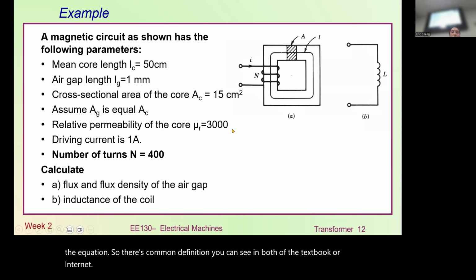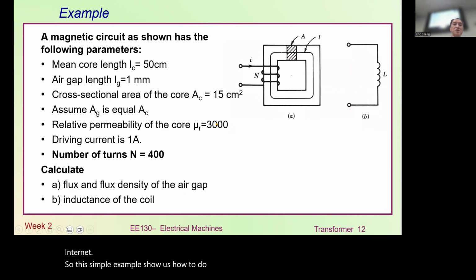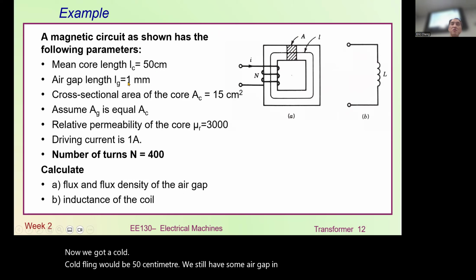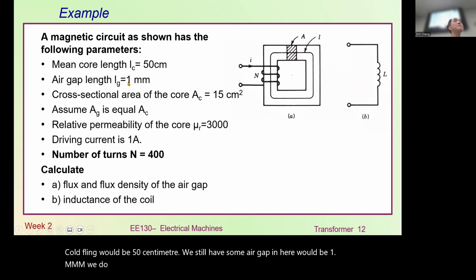So this simple example shows us how to do some basic calculation, including if we now have a core. Core length will be 50 centimeters. We do have some air gap in here, which will be 1 mm. Does the air gap area refer to the area on the exterior of the core? No, the air gap area.